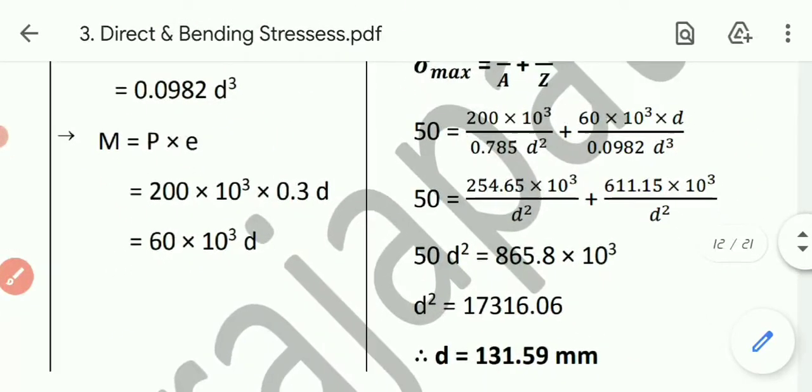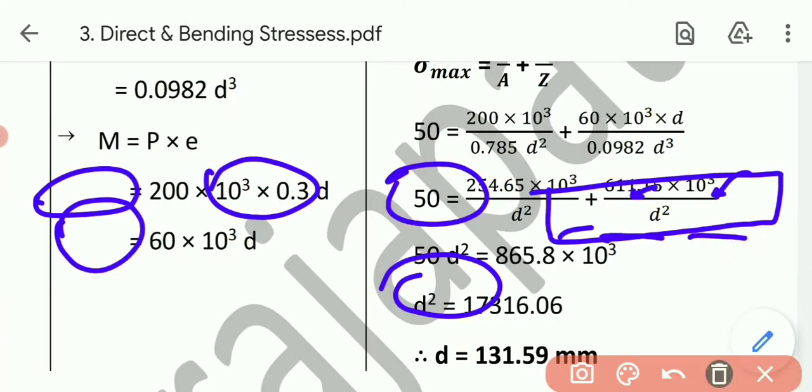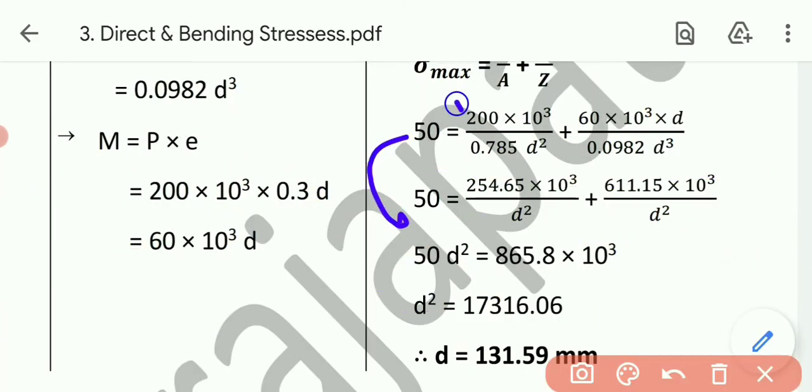Just a minute, let me zoom it. Now what we will do, 50 as it is. First of all we will solve this one, 200 into 10 raised to 3 divided by 0.785. So I will get the answer, that is 254.65 into 10 cube divided by d square. Then in this equation also we will do the same manner.